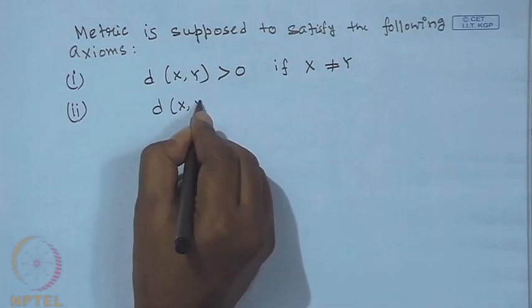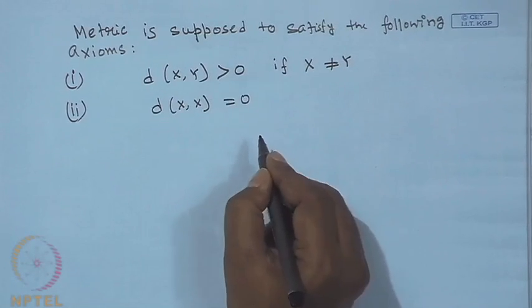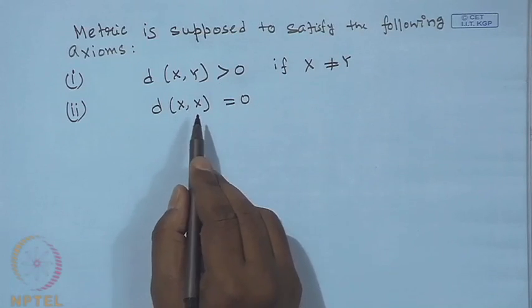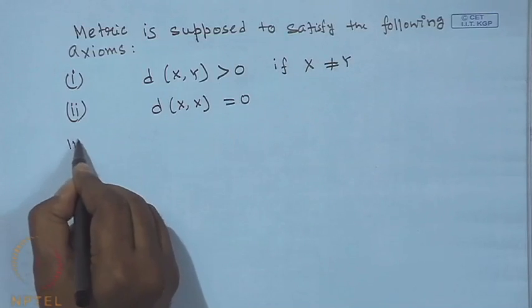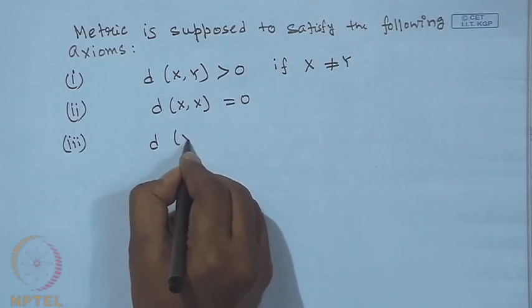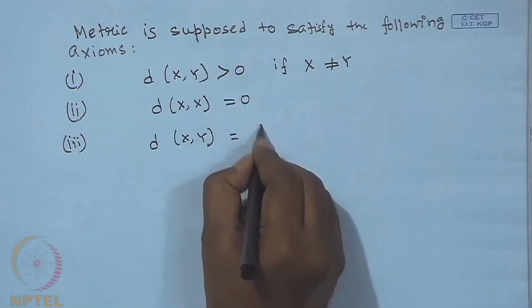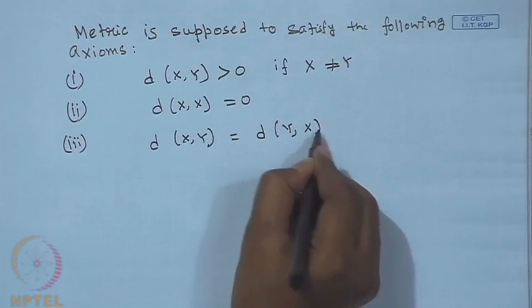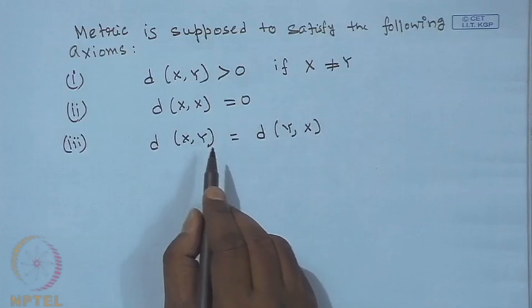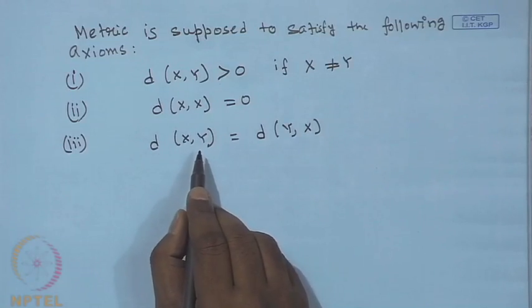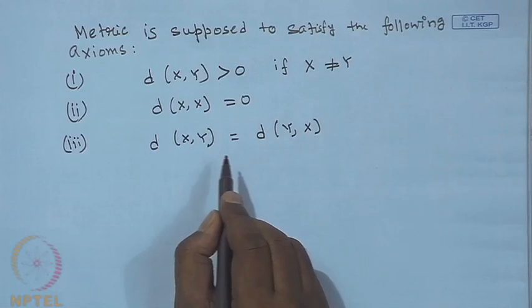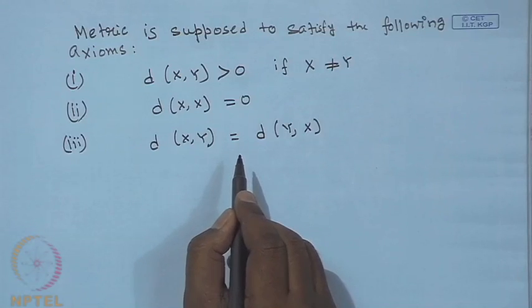Metric between x and x will always be equal to 0. This simply means that the distance between x and x, the same vector, will be equal to 0. That means the two vectors we are talking about in this case are the same. Metric between x and y will be nothing but metric between y and x. So, this simply indicates that whatever the order of x and y, since the metric is basically a scalar quantity giving a distance, whether we talk about x and y or y and x, the distance between the two will always be the same.